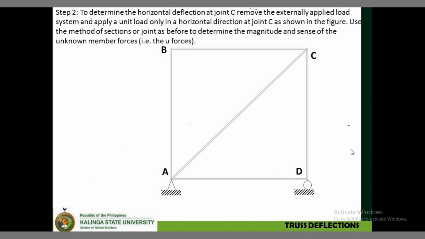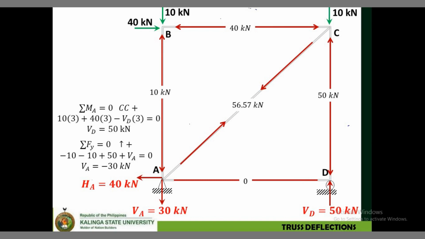Anong sabi sa step 2? To determine the horizontal deflection at joint C, remove the externally applied load system and apply a unit load only in a horizontal direction at joint C. So, sa step 2, ang sabi doon, alisin lahat ng mga external loadings. 'Di ba? Originally, yan yung nakuha mo sa step 1.